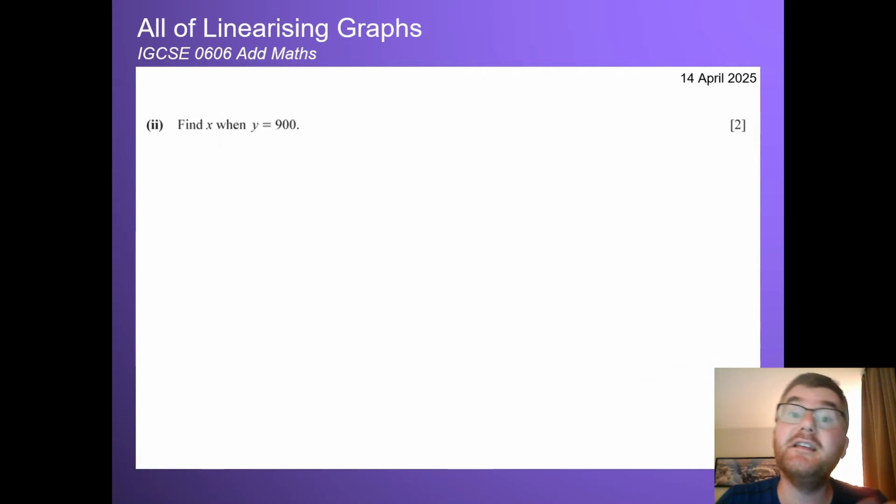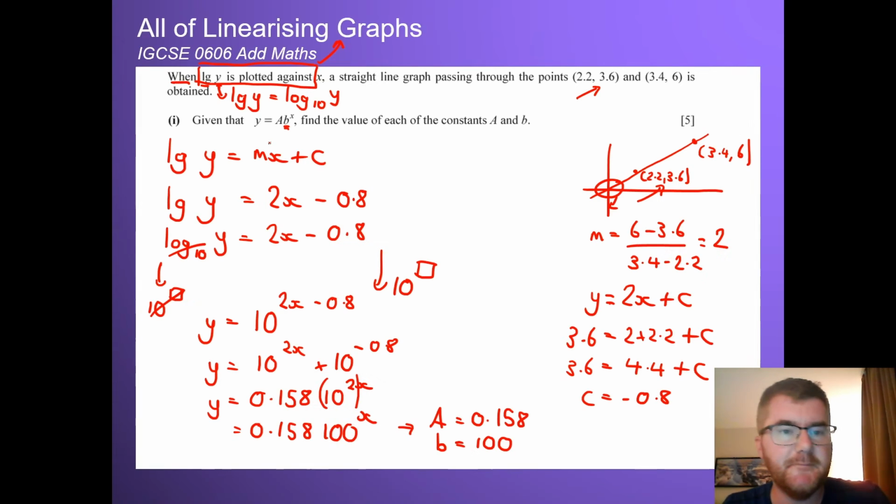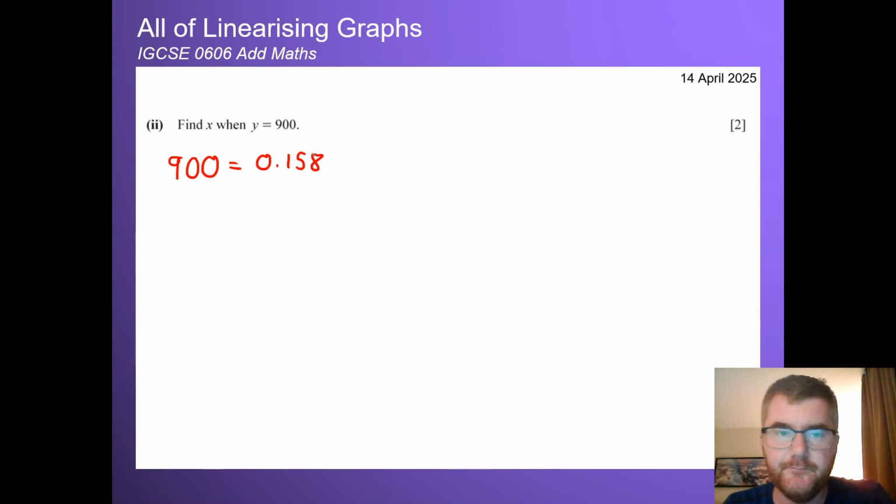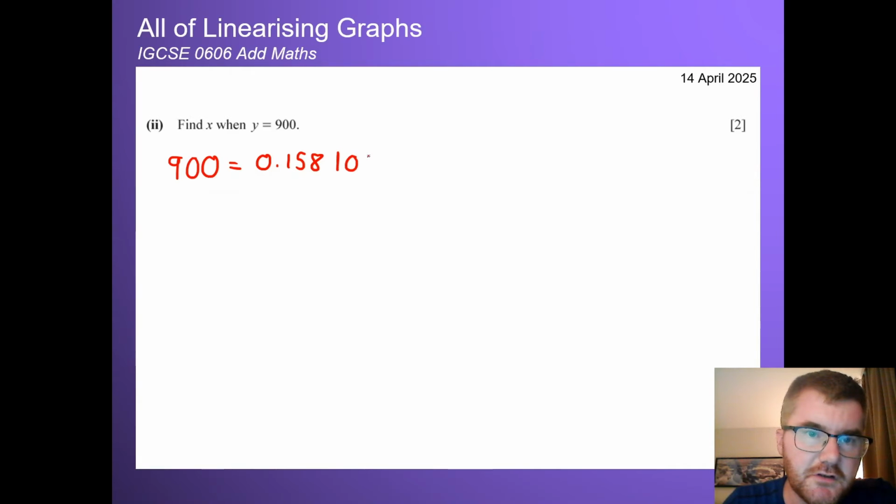And once we've got this, then this is a very typical follow-up question. We saw this in the previous one. So working out x or y. This time we're told what y is. So we have then 900 is equal to what we just worked out, 0.158 times 100 to the power of x.